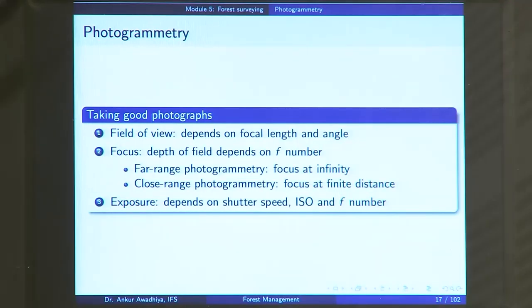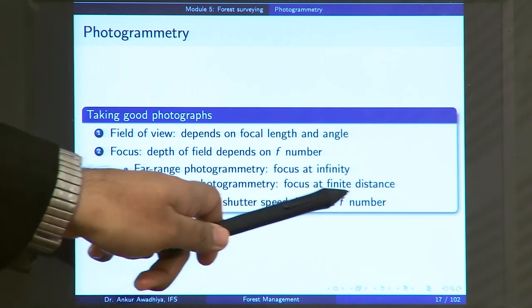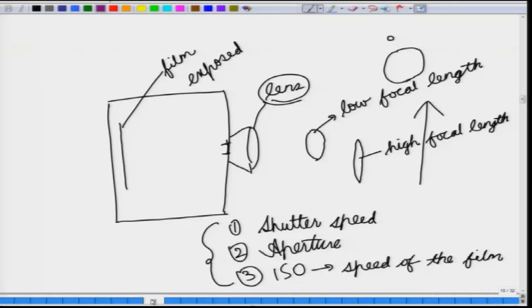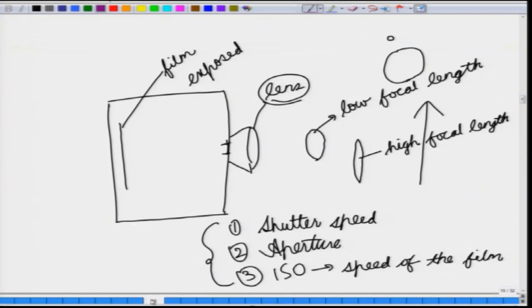Next, when we are taking photographs, we also need to keep in mind the exposure, that as we have seen, depends on the shutter speed, the ISO and the F number. Now, when we say exposure, what we mean is that the amount of light getting inside depends on the aperture and the shutter speed, and the impact that it makes depends on the ISO number.